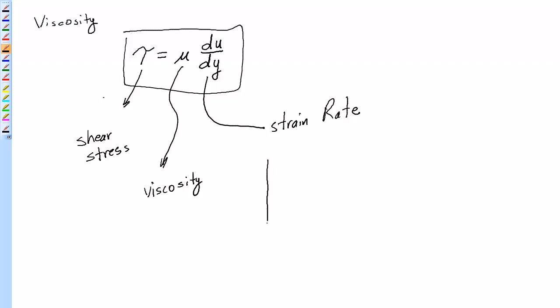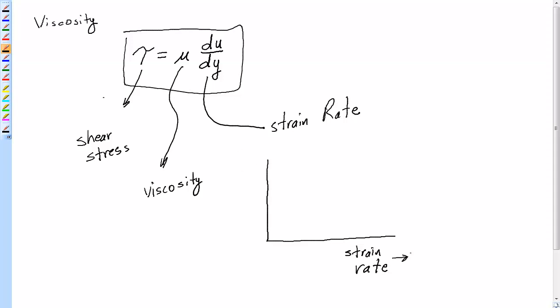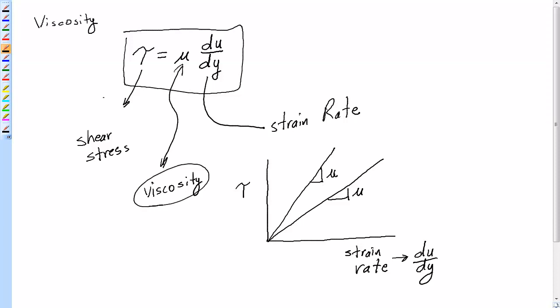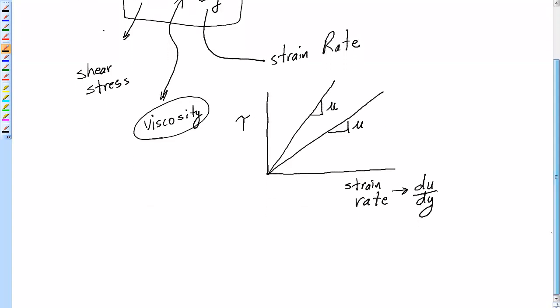What this implies is if we made a plot and we put down here the strain rate, which would be this term, and up here we put the stress, we should get some sort of straight line like this. And the slope of these straight lines should be nothing more than the viscosity term that goes right in here. But this doesn't always occur.